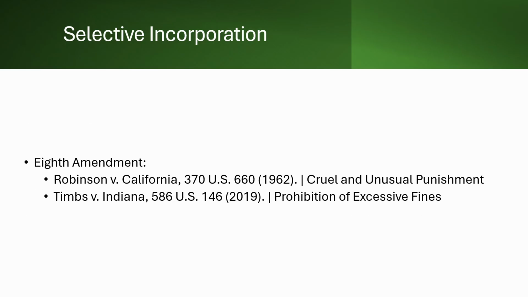The Eighth Amendment was incorporated in two separate cases. Robinson v. California, 370 U.S. 660, 1962, for cruel and unusual punishment, and Timbs v. Indiana, 586 U.S. 146, 2019, prohibition of excessive fines.